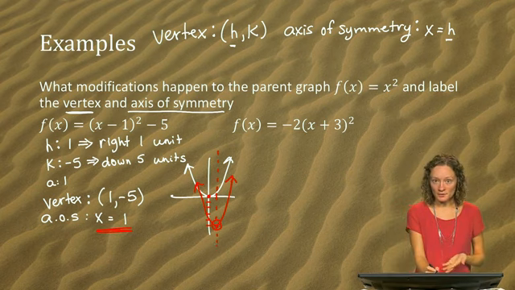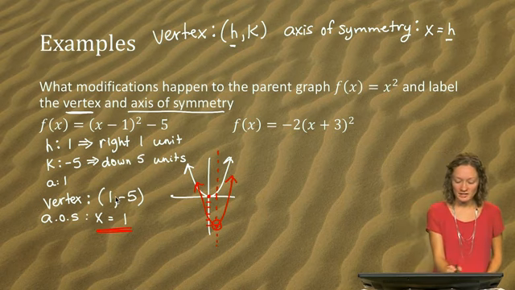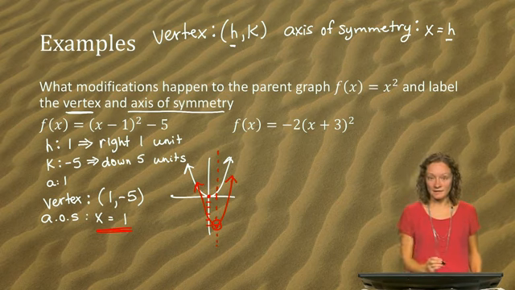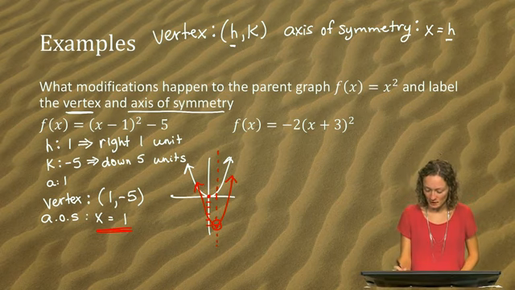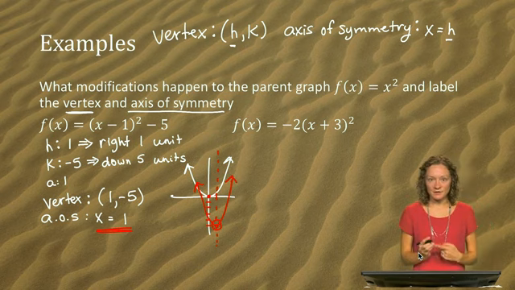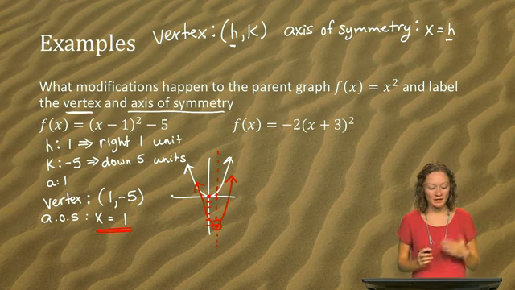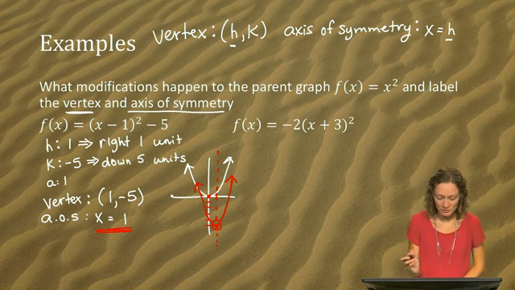So you don't have to draw the picture in every case. Sometimes you'll be asked to. But for this question, for these two problems, we're being asked to identify the moves, the vertex, and the axis of symmetry. It's very popular to identify those things. Okay, for the second one, let's identify our A, H, and K, and then tell what kind of translations those mean, and then what our vertex and axis of symmetry would be.